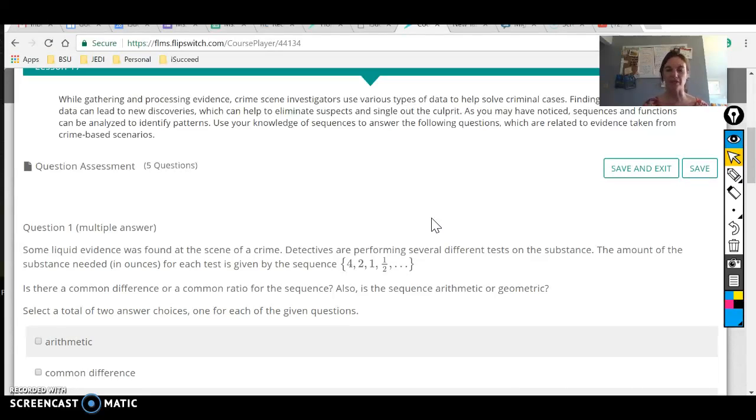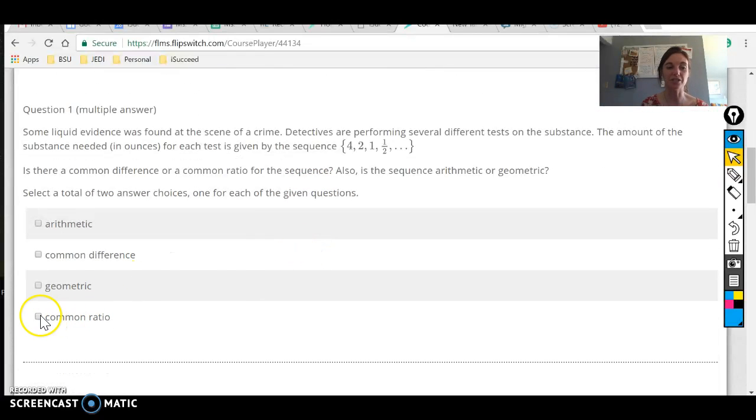So, as you can see, to get from 4 to 2, we could subtract 2, or we could multiply by 1/2. To get from 2 to 1, we have to subtract 1. So we know there's not a common difference, but we can multiply again by 1/2. And then to get to 1/2 from 1, we again multiply by 1/2. So we can tell that this is going to be a geometric sequence that has a common ratio versus an arithmetic sequence which would have a common difference.